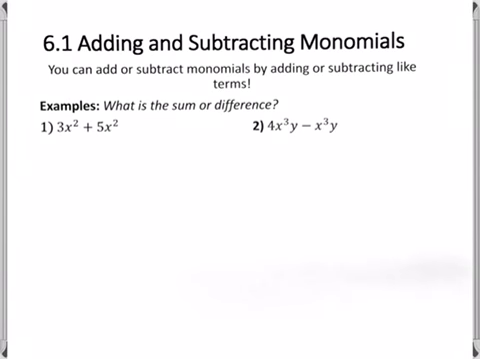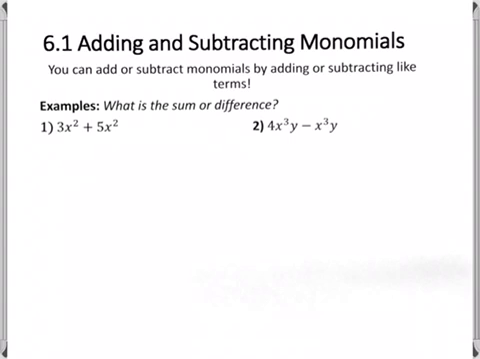Adding and subtracting monomials. So here we're looking at combining through addition or subtraction two monomials. And in order to do that, all we're really doing is combining like terms. So remember, like terms are the same variable or the same variable with the same exponent power.